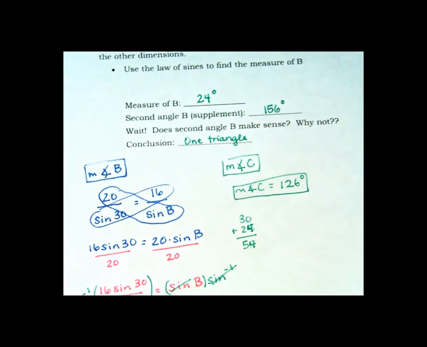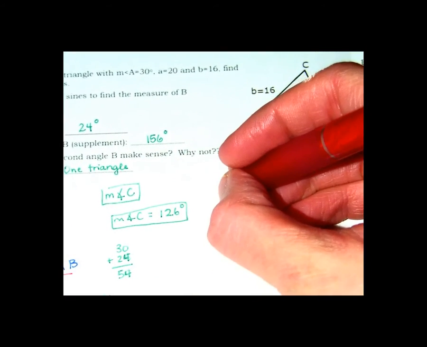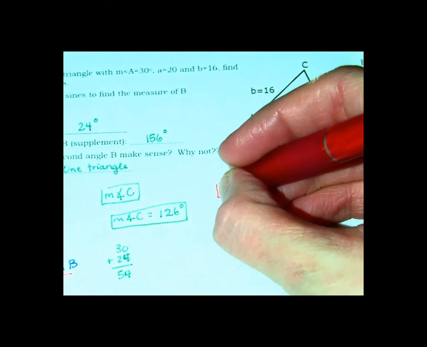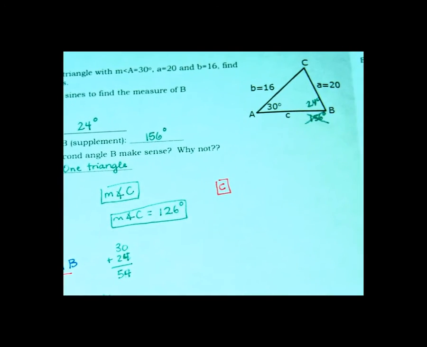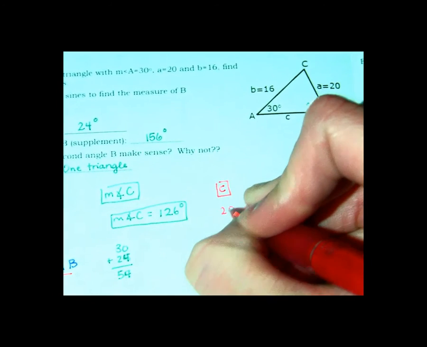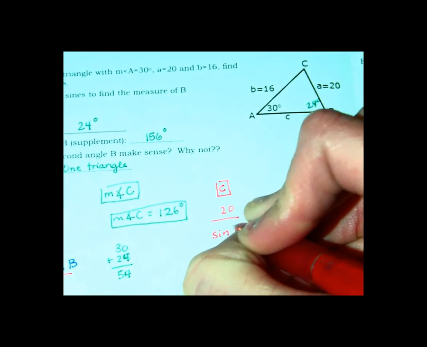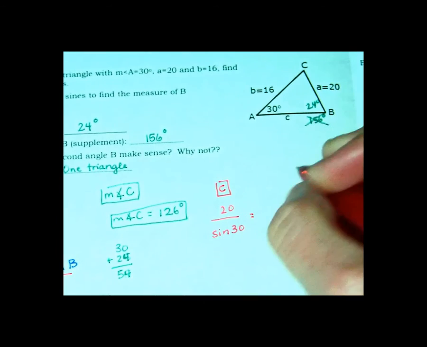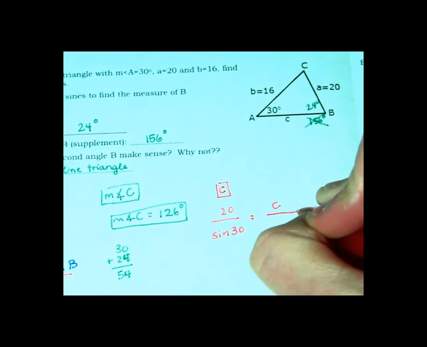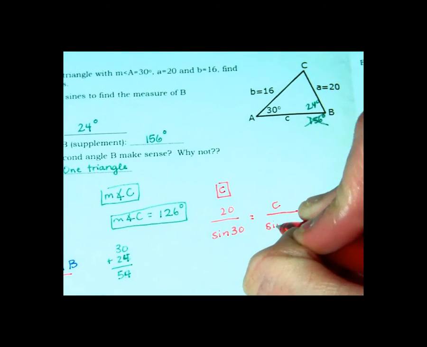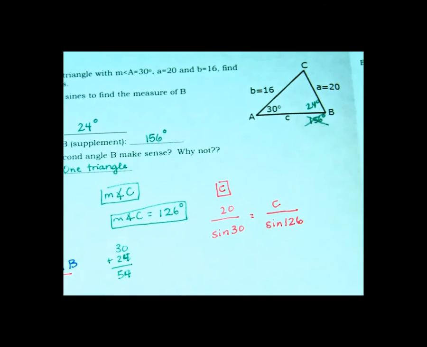What is the only thing still missing from this triangle? Side C. I need to do that just like I did earlier on the last foldable. So side C. I'm still going to use 20 over sine of 30 equals, what? We don't know C. What is C's angle measure? So C, you have to find the angle measures before.